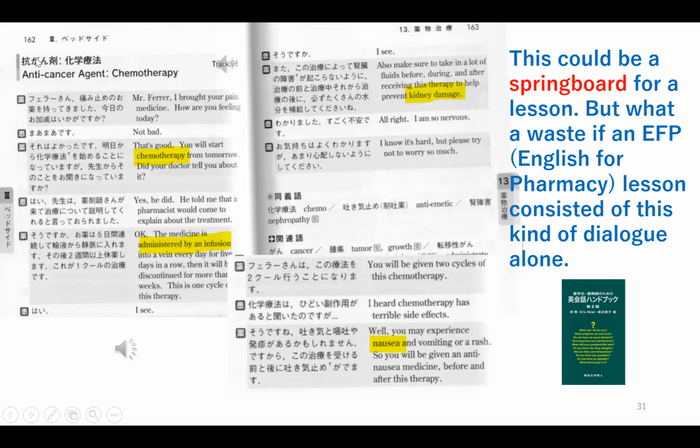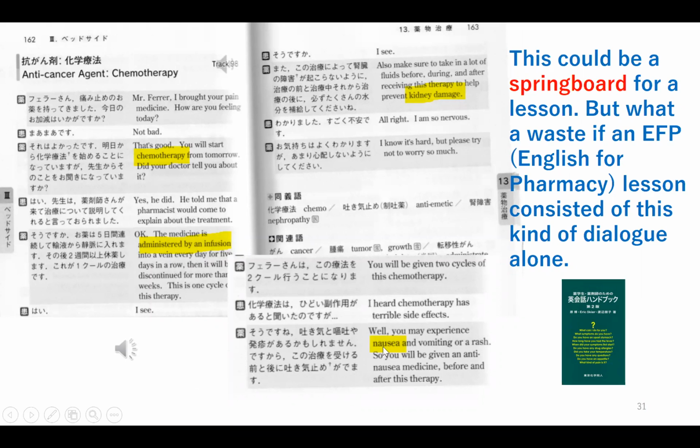Okay, this kind of dialogue, I know many people use this in class. You could practice this in a small class. This would be okay as a springboard for a lesson. But having just this as a lesson, I think it's a waste, because you can talk about so many things.